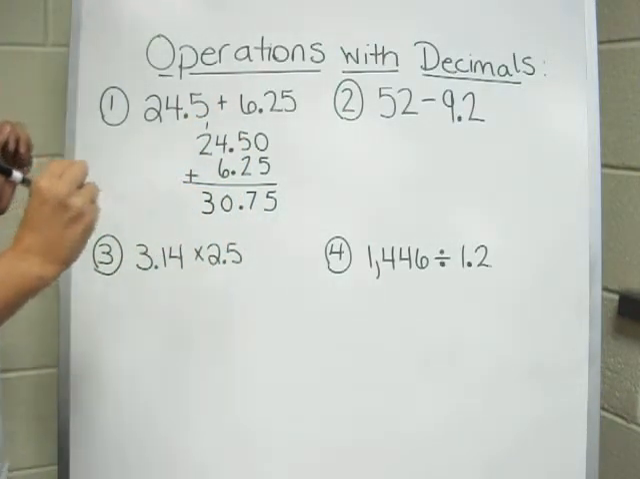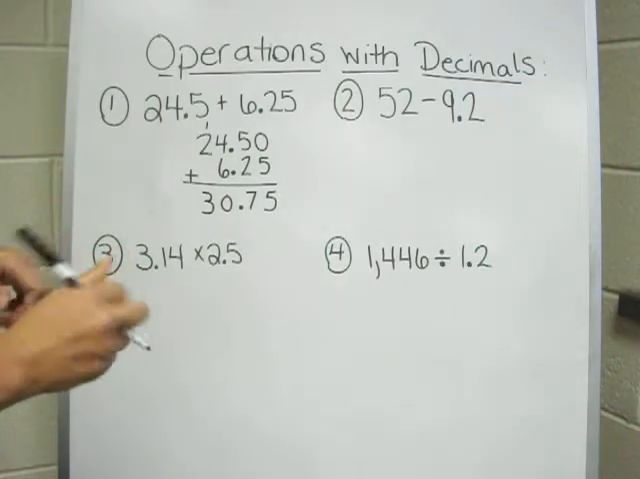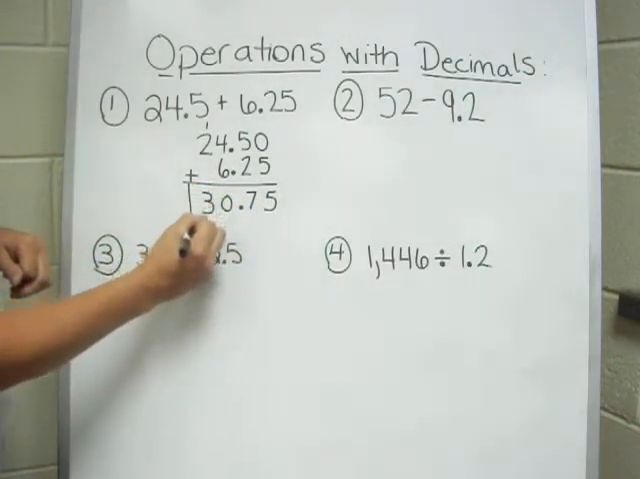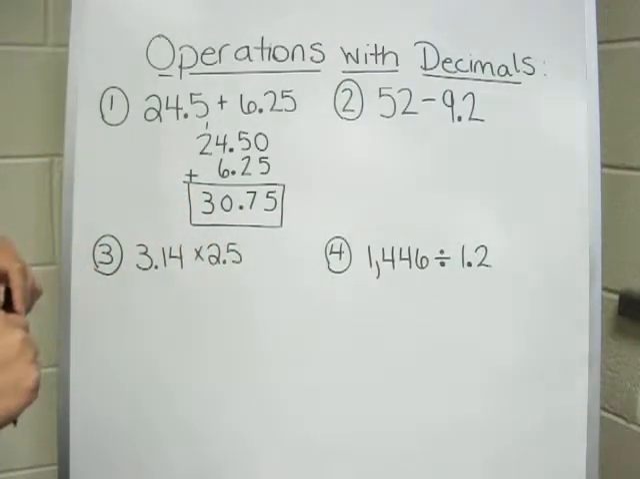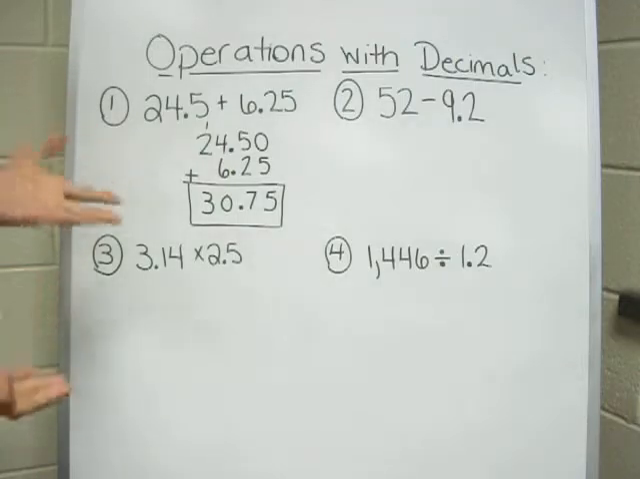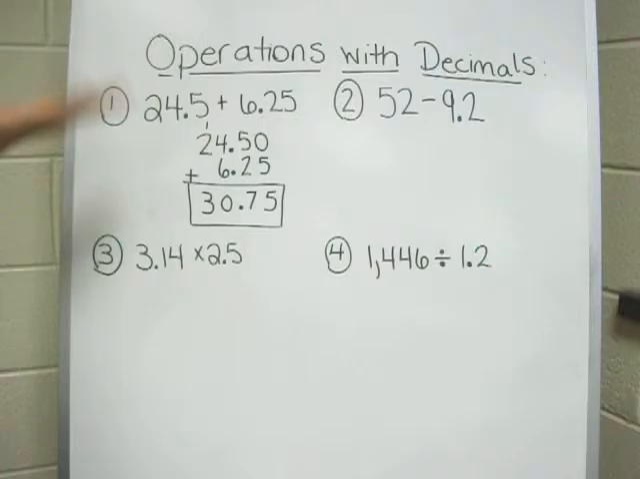So 24 and 5/10 plus 6 and 25 hundredths equals 30 and 75 hundredths. Another good tool to keep in mind whenever you do operations with decimals is estimation. 24 you could round to 25. 6 you could either keep it 6 or round to 5. 25 plus 5 is 30, so you know your answer is reasonable.